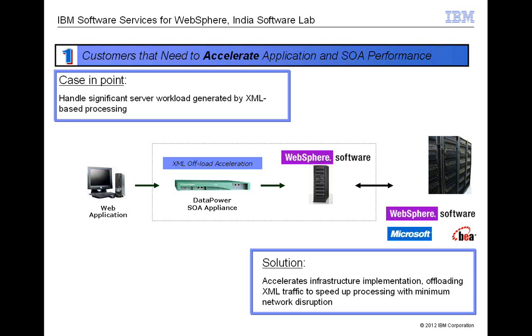As you can see, you can handle significant workload generated by XML-based processing, and if you see the solution has the XA35 device. This device is no more in production, but devices today also do the same work as that one. So this is one use case that I thought was important and helps the acceleration concern of a customer to accelerate the SOA performance from the backend.